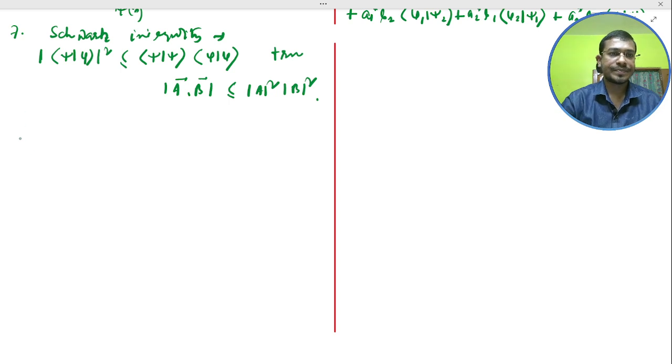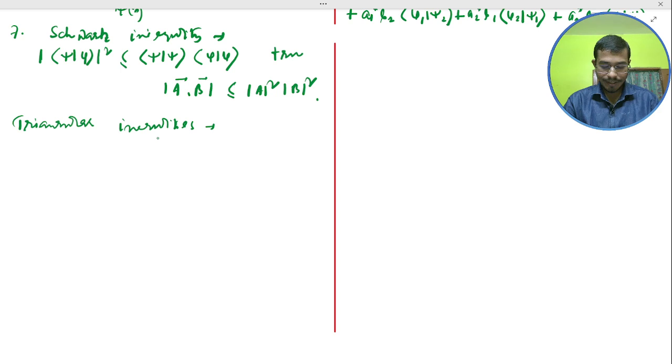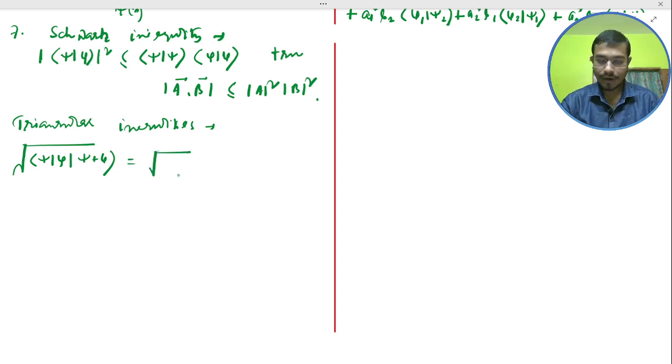Next, triangular inequality. This is some inequalities in quantum mechanics. The triangular inequality is that the square root of the inner product of psi and phi, and psi plus phi, is equal to the square root of the inner product of psi with psi plus phi with phi.